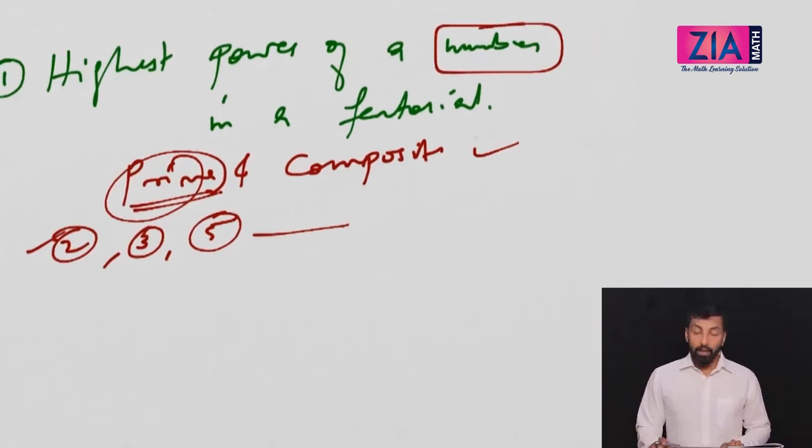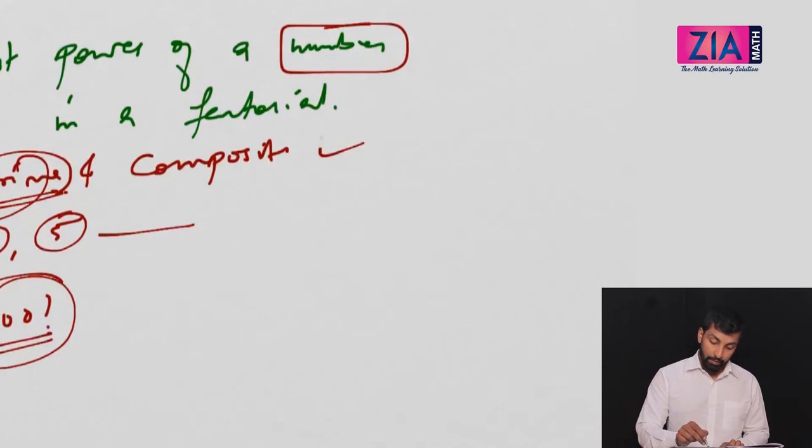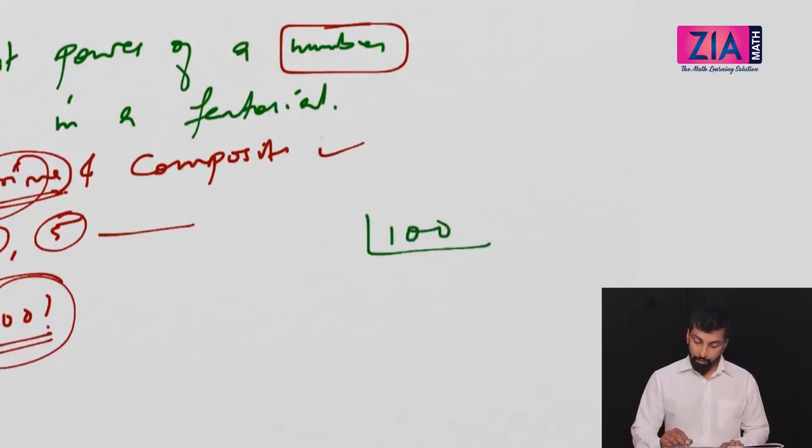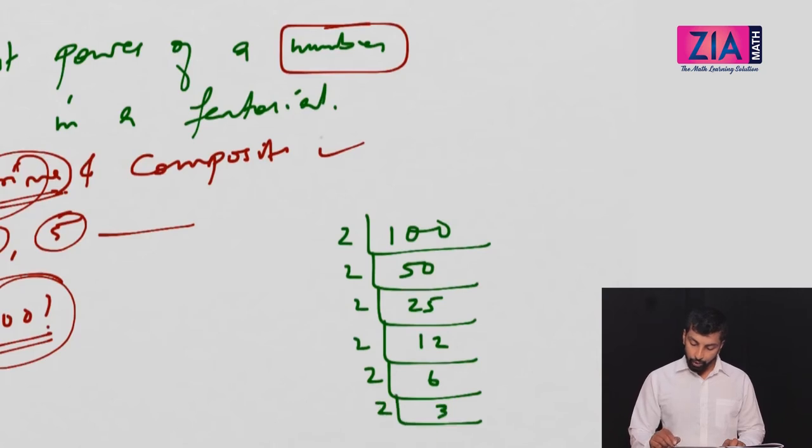Now let me give you a question. How many 2s are there in 100 factorial? What does this mean? What is the highest power of 2 in 100 factorial? What you need to do is divide 100 by 2. You get 50. You divide this 50 again by 2, you get 25. You divide by 2, you get 12. You divide by 2, you get 6. You divide by 2, you get 3. You divide by 2, you get 1.